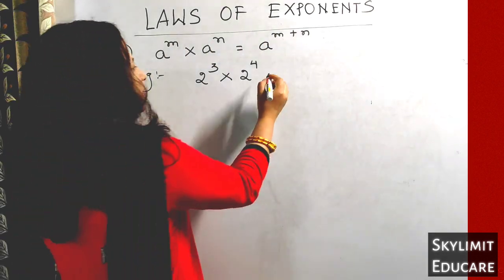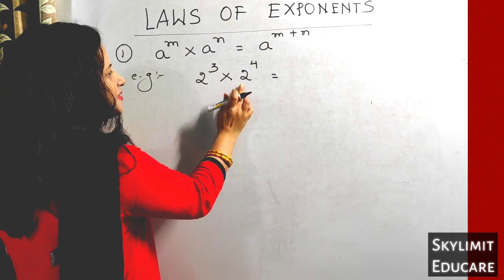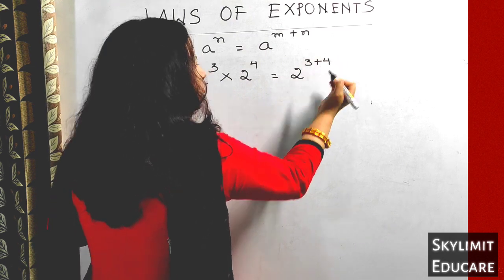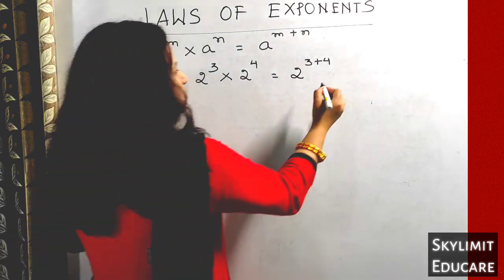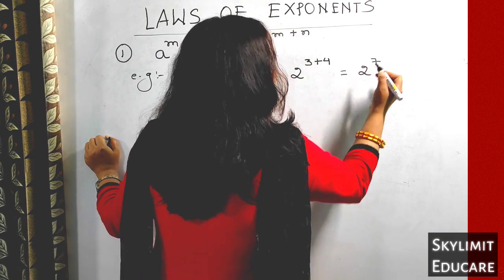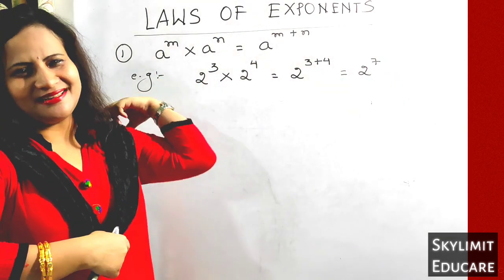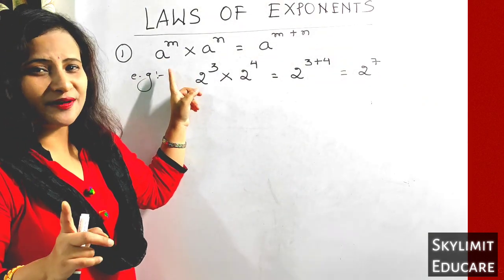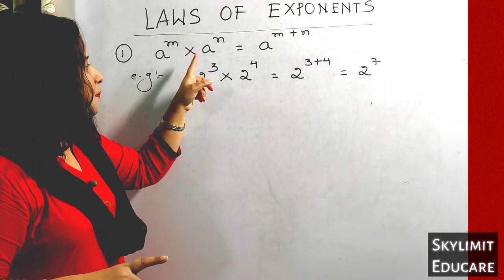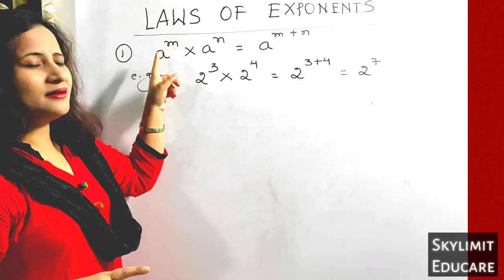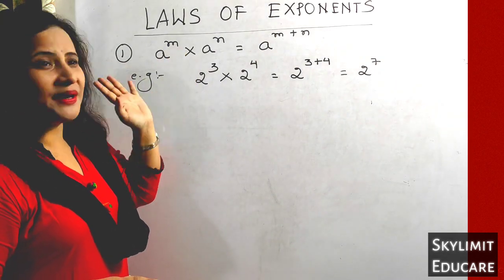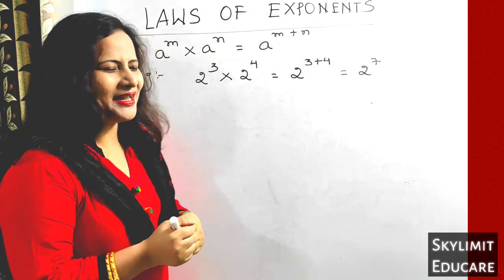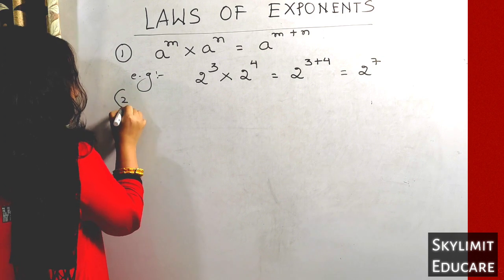Now here 2 is raised to the power of 3, 2 is raised to the power of 4. So what can you write here? 2 to the power of 3 plus 4. Is it clear? So you get 2 to the power of 7. I think the idea is quite clear. This is only when they are multiplied. It is not applicable for addition, remember it. When two exponents having the same base are multiplied, then you have to add the powers.